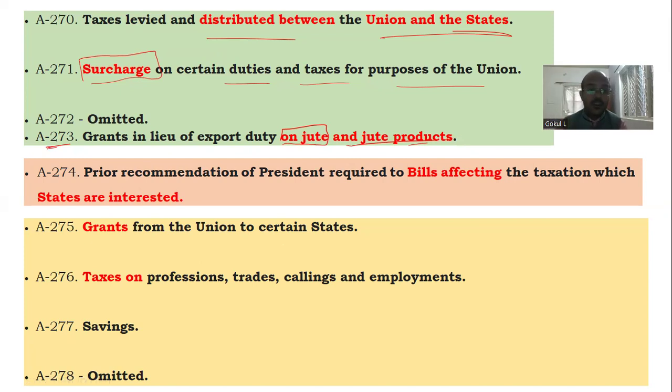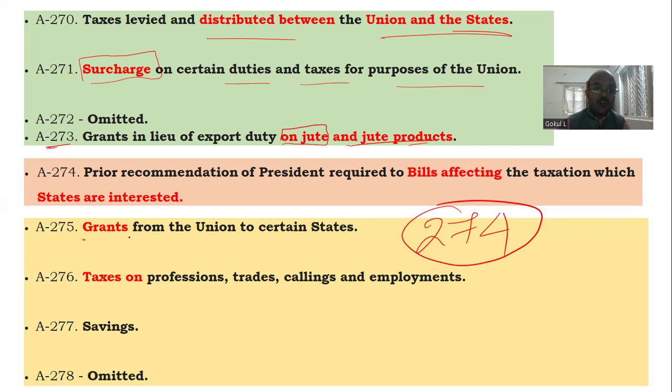Next, very important article, you should not forget, 274. Why? Because it tells that any bill that is affecting the state's interest with respect to taxation, you have to get permission of whom? Permission of the president. Only then it can be introduced in the parliament, or else such a bill cannot be introduced in the parliament at all. Okay, where state's interest is involved.